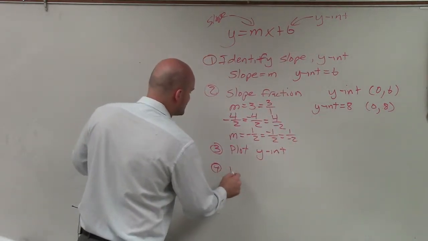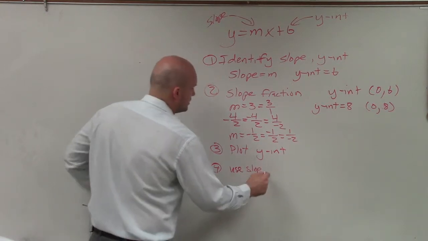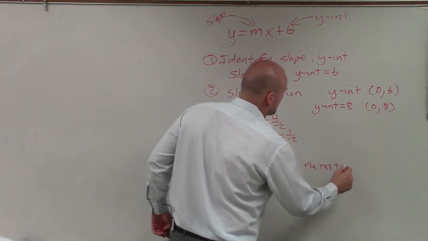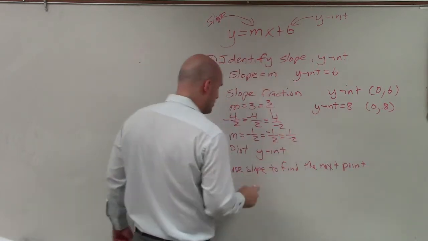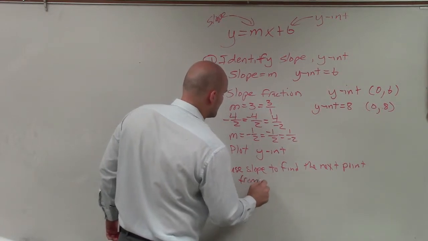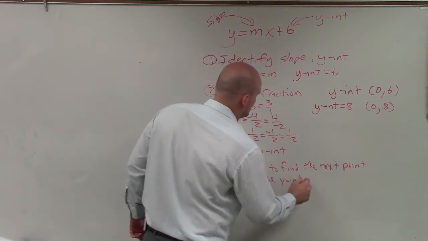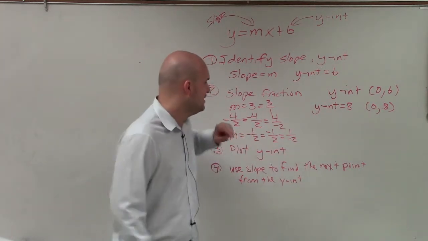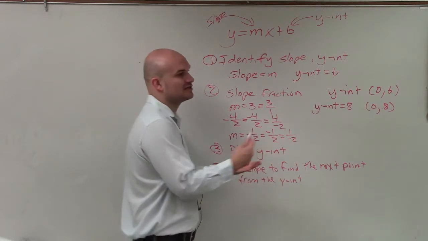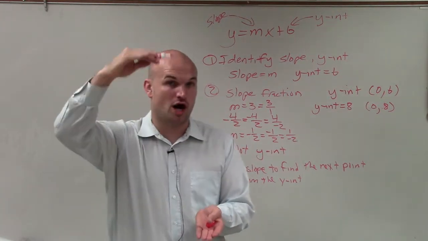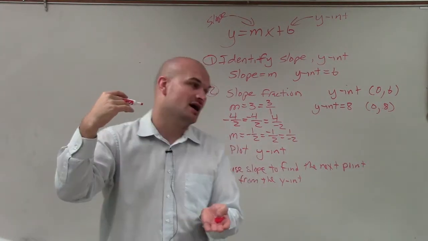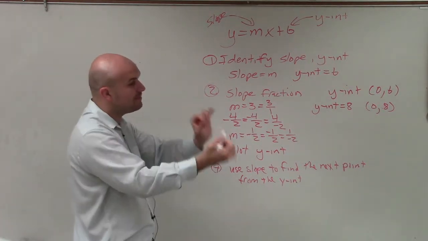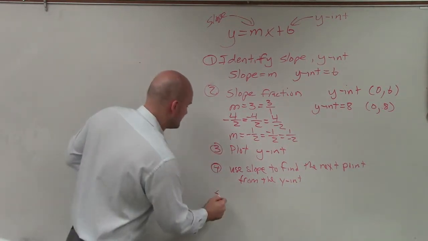The next thing is you're going to use the slope to find the next point, and very important, from the y-intercept. So if you have 8, and let's say your slope is 1 over negative 2, then the change in y is 1, so I'm going to go up 1 from 8. And then the change in x is negative 2, so you'd go to the left 2. So you're going to use your slope from the y-intercept to find the next point.